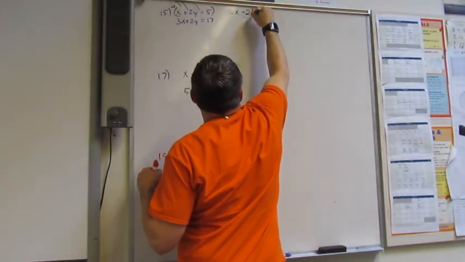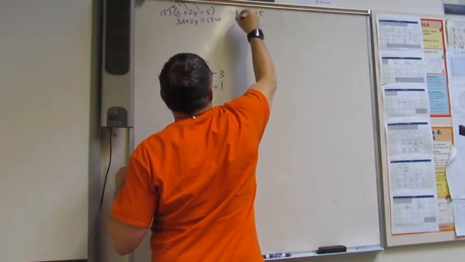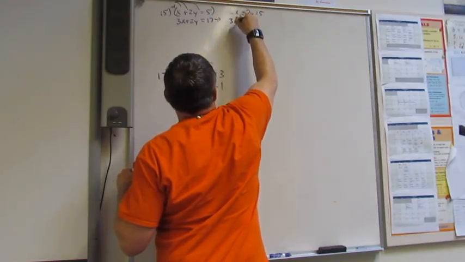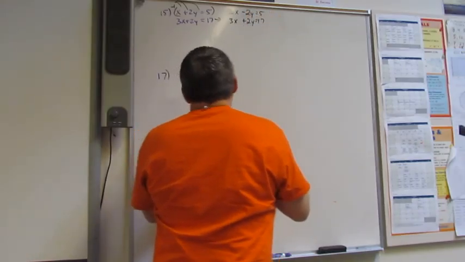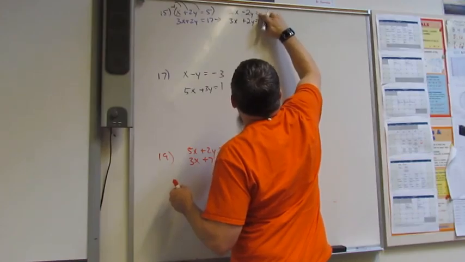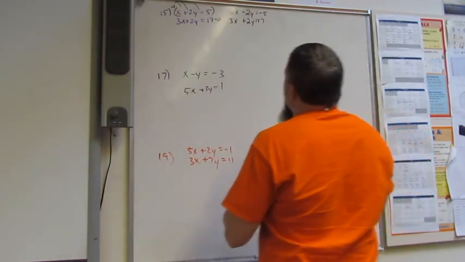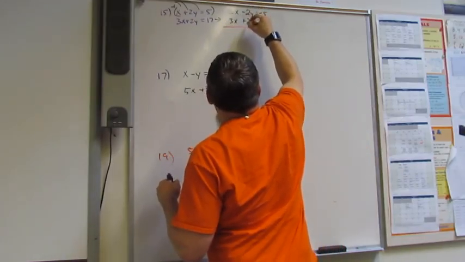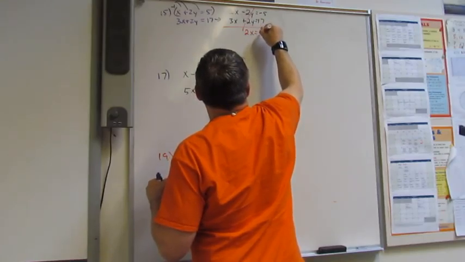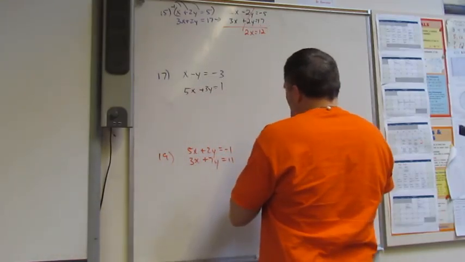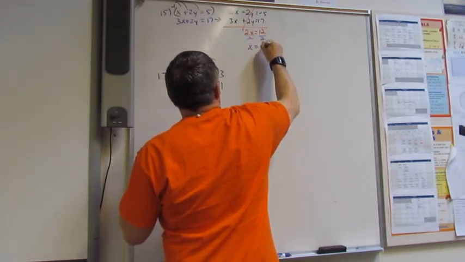minus 2y equals 5. And then I just bring this over. 3x plus 2y equals 17. And this is a -5 because I made everybody negative. I add this up, this cancels, and I get 2x equals 12. Then I divide by 2, and I get x equals 6.